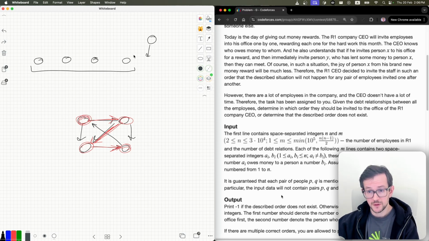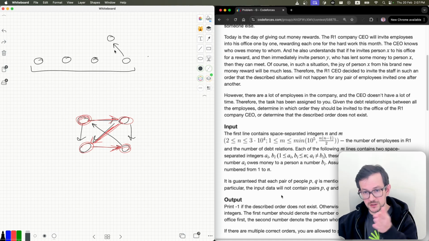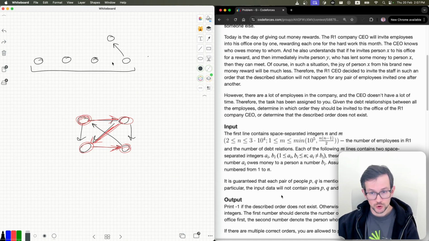If it is impossible, there must be an edge like this. So if there is an edge like this, let's try to put it between here. This edge is allowed. I'm allowed to have edges from right to left, but I'm not allowed to have them from left to right in this order. So let's try to put it here. Again, it's impossible if I have this edge. So if I have this edge, let's put it to the left.